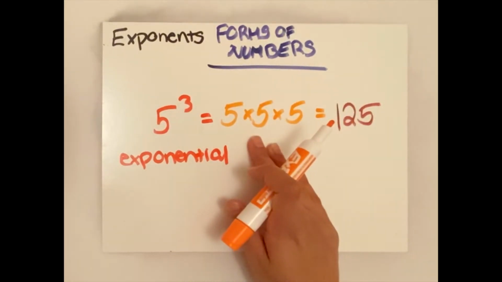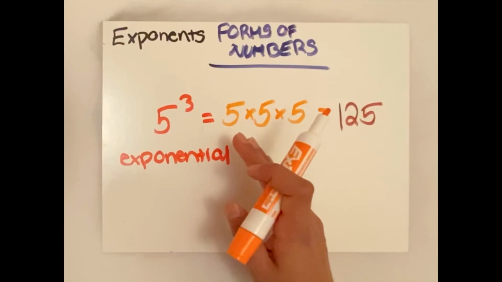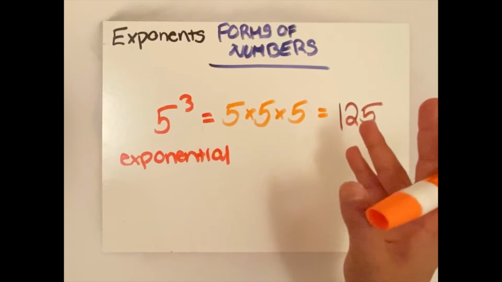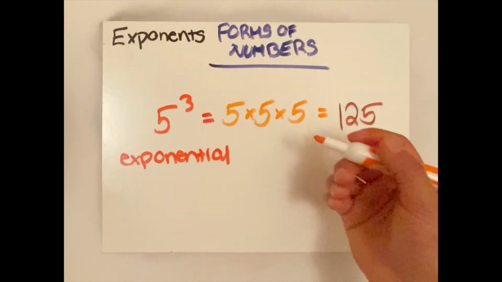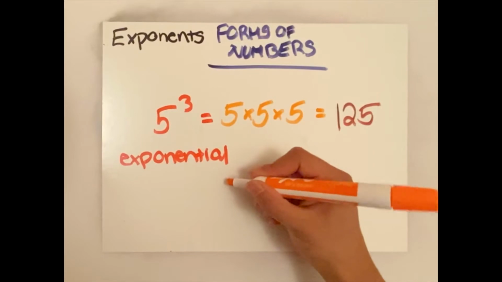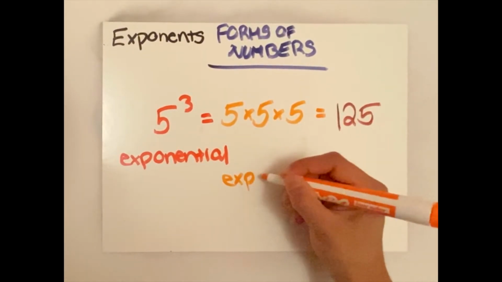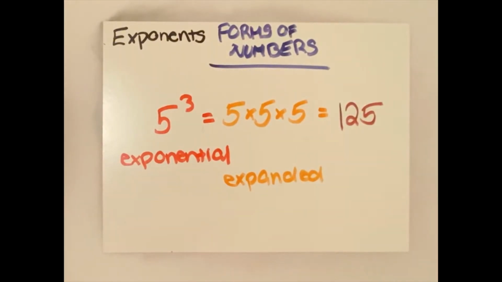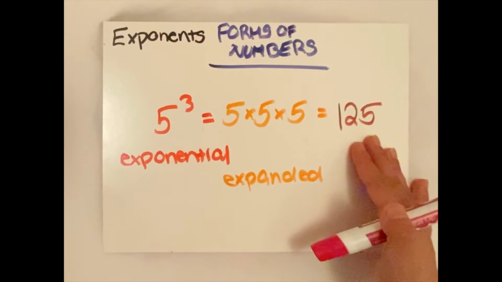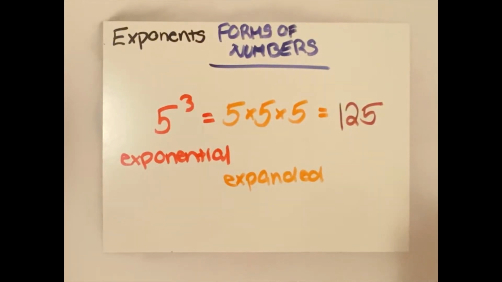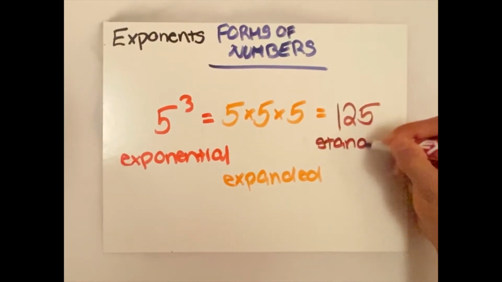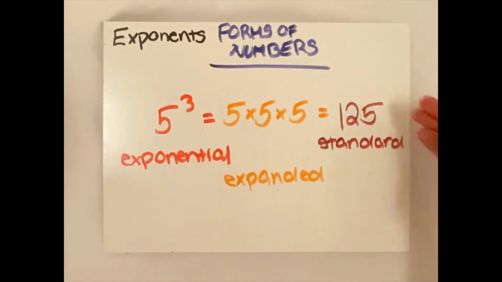This second form, where you basically have a multiplication statement written out, is known as expanded form. And this last form is known as standard form. This is basically just what regular numbers look like and what you've seen so far.